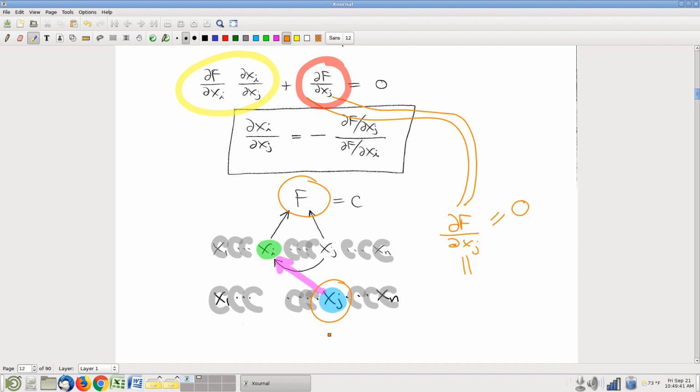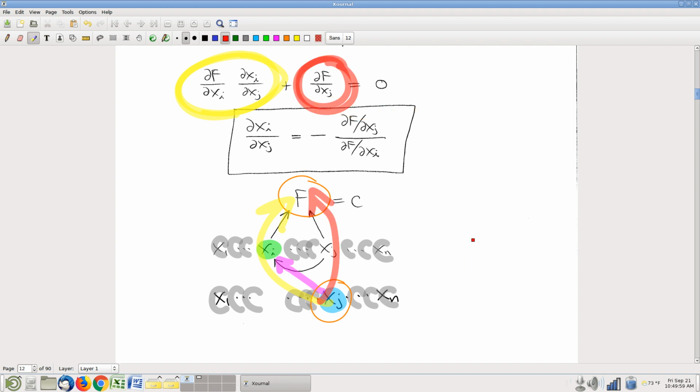Okay, so anyway, by way of these arguments, looking at this path that gives that term, and this path that gives that term, and keeping in mind that because f is a constant, we know that in total you get 0. Don't forget the partial derivative that I'm looking for: the partial of xi with respect to xj, that's that guy right there. Solve for it, and there you go.